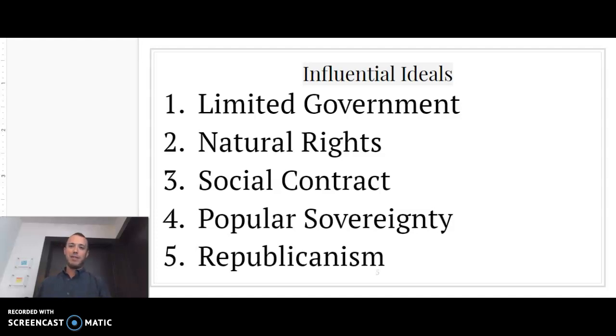One thing I will tell you about these, to give you a heads up: this should be pretty simple, pretty obvious. If you know what the individual words mean, you probably can figure out what they are talking about. All right, limited government, natural rights, social contract, popular sovereignty, and republicanism. So let's get into it.